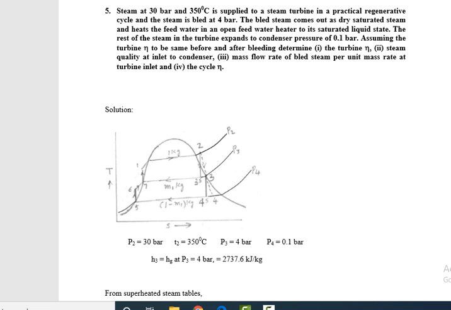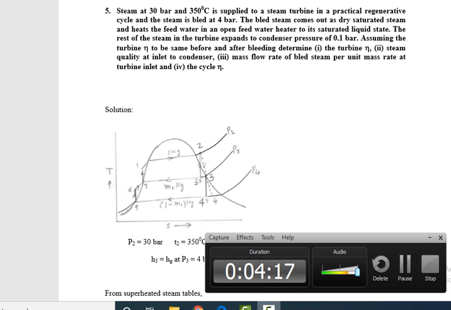Assuming the turbine efficiency to be the same before and after bleeding, determine first the turbine efficiency, second the steam quality at inlet to the condenser, third the mass flow rate of the bled steam per minute and the mass flow rate at the turbine inlet, and fourth again you have to find out the cycle efficiency.